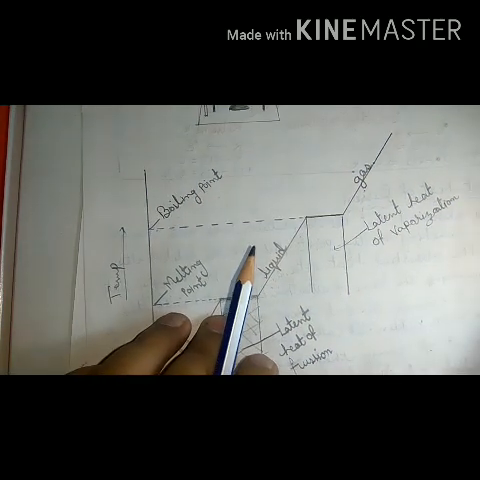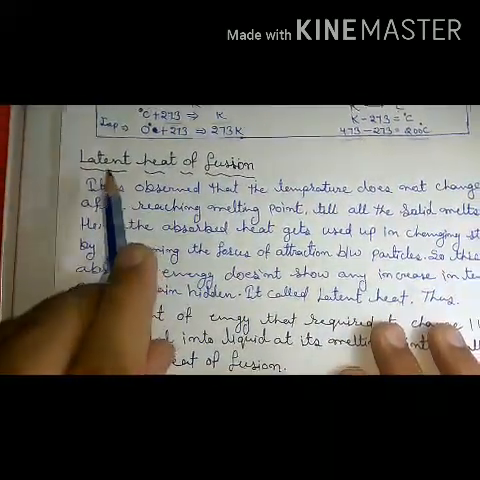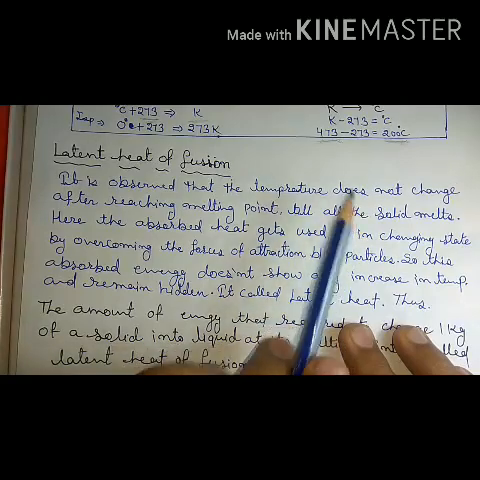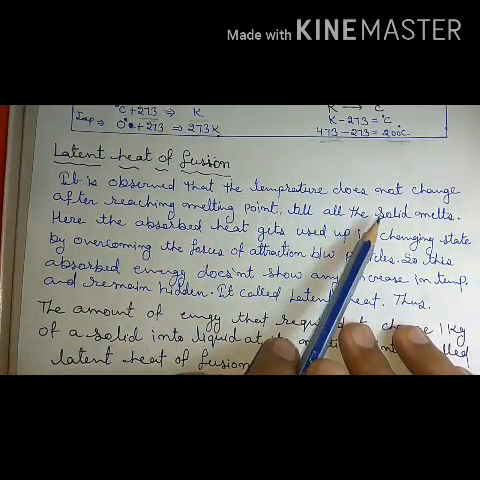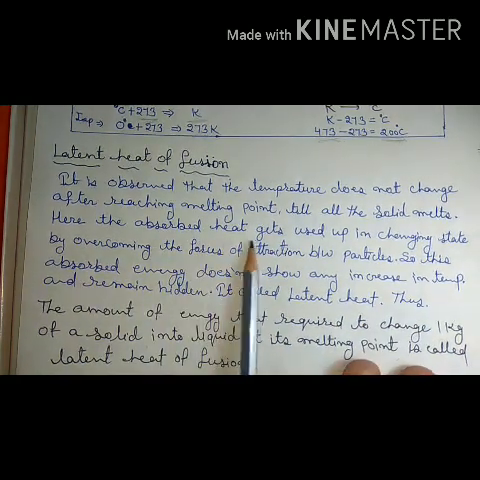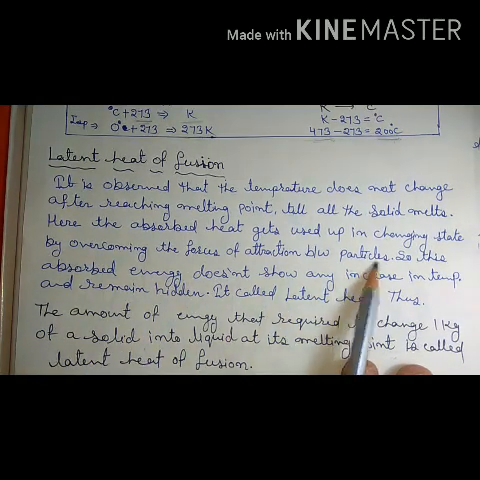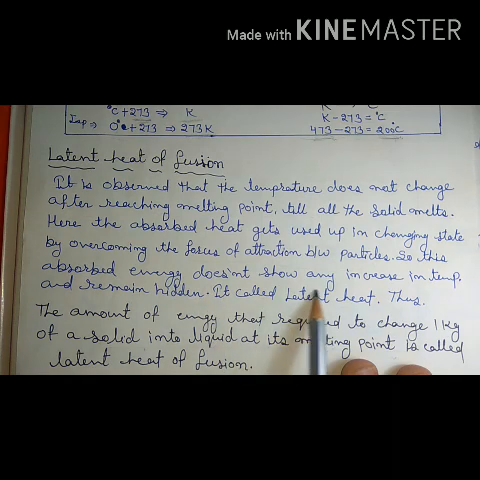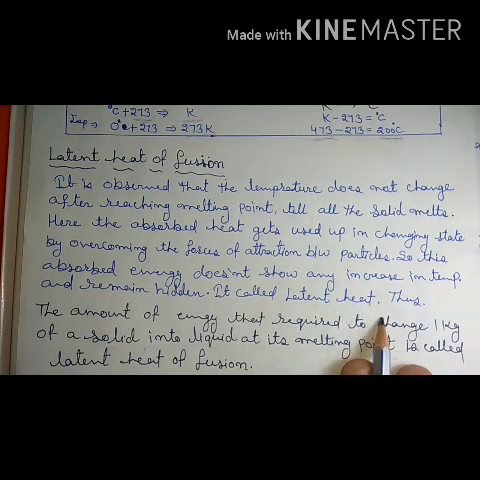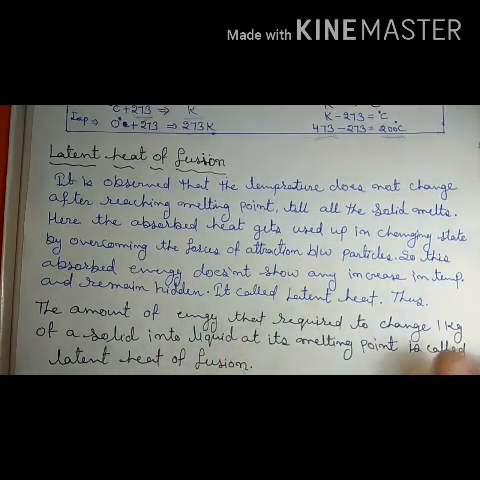Got it? Now let me describe it. It is observed that the temperature does not change after reaching the melting point until all the solid melts and converts into the liquid state. The absorbed heat is used up in changing state by overcoming the force of attraction between the particles. So this absorbed energy does not show any increase in temperature and remains hidden. It is called latent heat. Understood? Now, what is the definition?